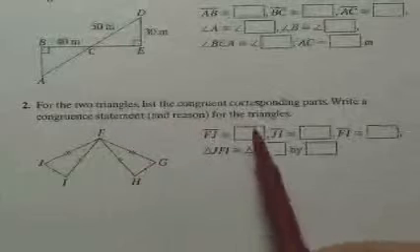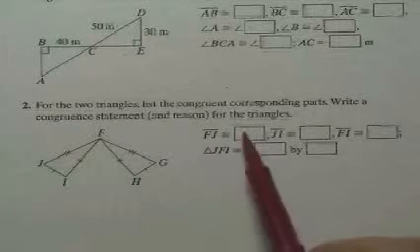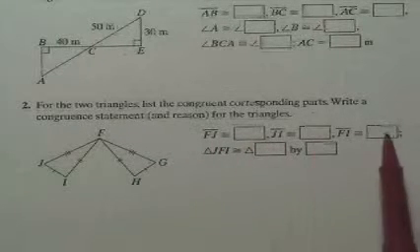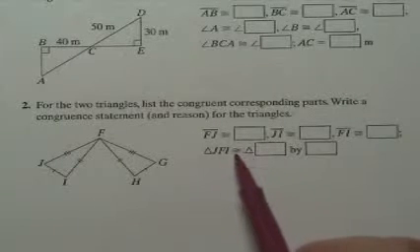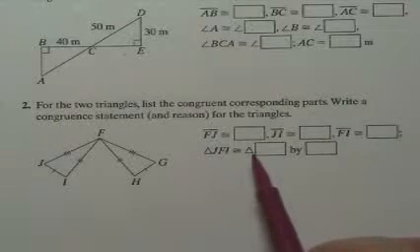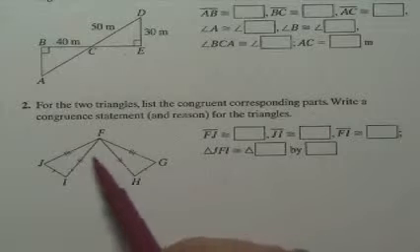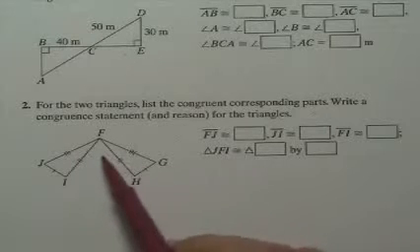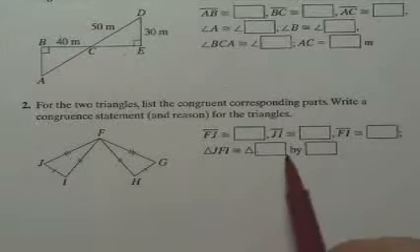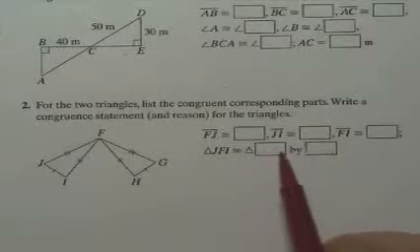And then down below, the last one, number 2, you have two triangles. You're supposed to put in what they match up to, the corresponding. And then what is the reason? Why are those two triangles congruent? What is the reason? Is it angle, side, side, side, side, side? What is the reason? That's what you have to put down here.